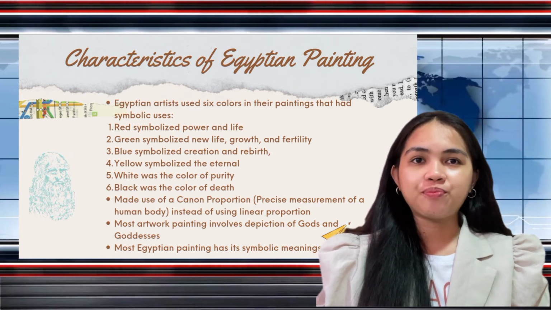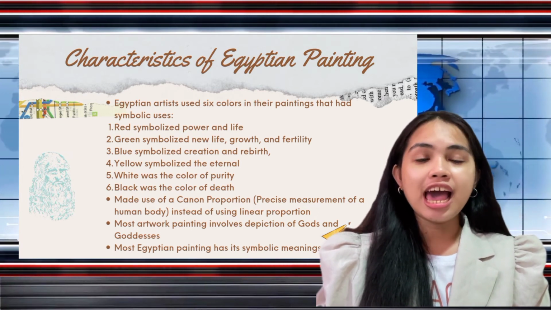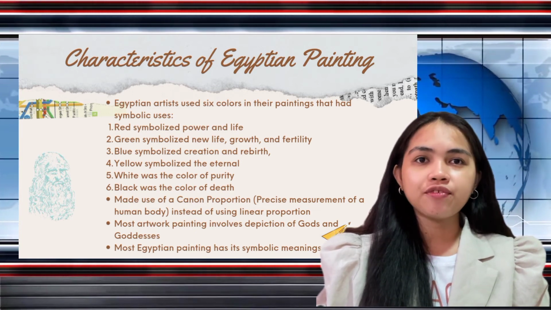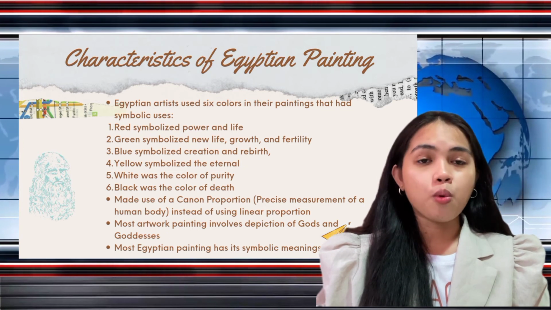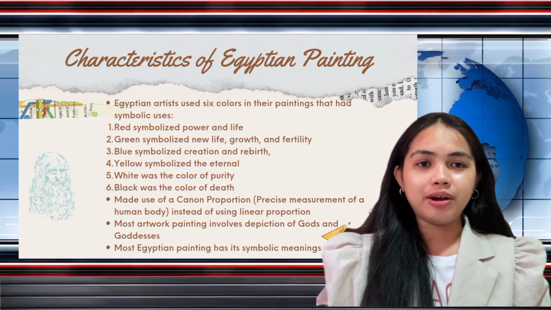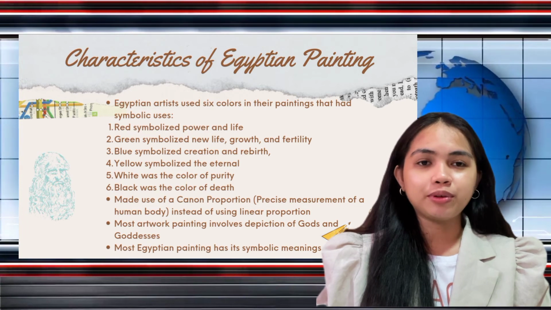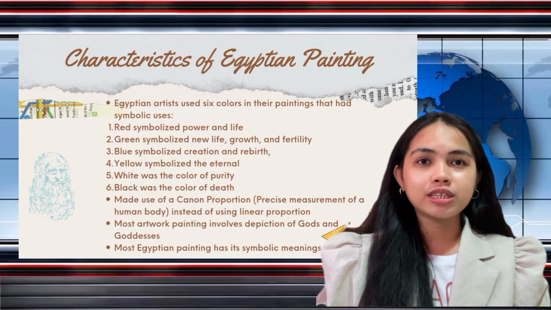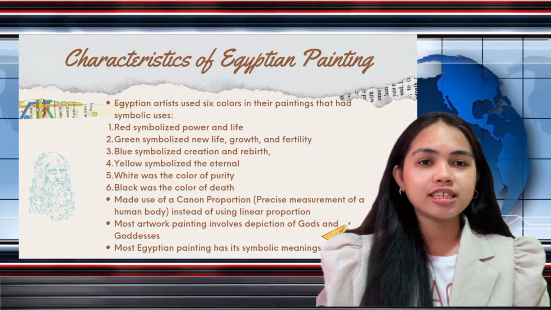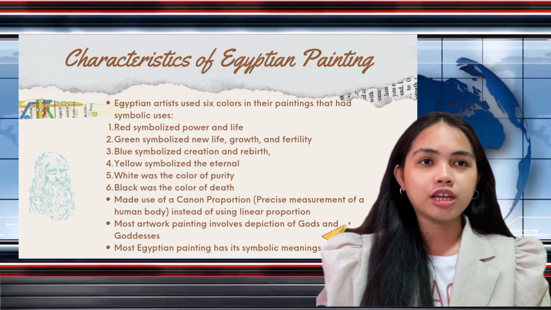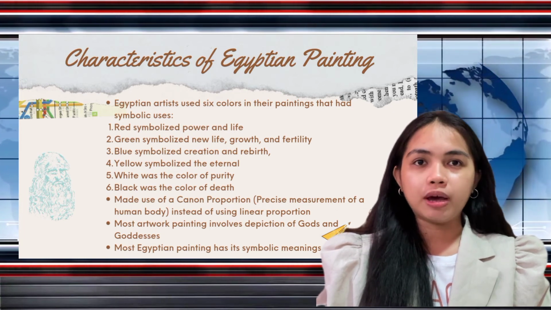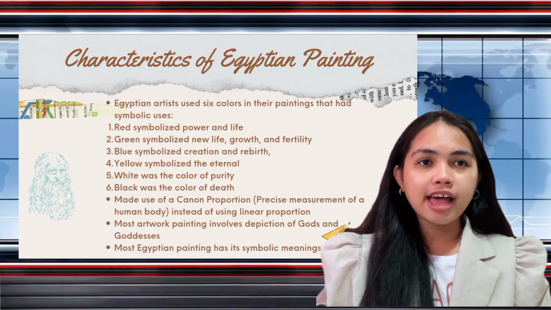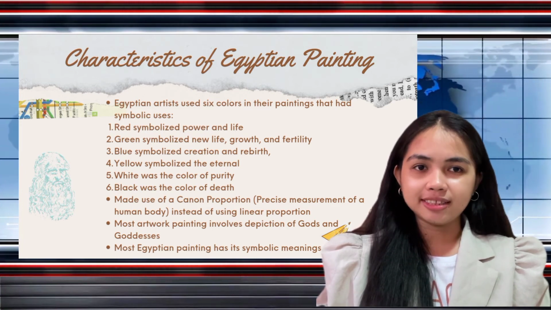Red, being the color of power, symbolized life and victory, as well as anger and fire. Green symbolized new life, growth, and fertility, while blue symbolized creation and rebirth, and yellow symbolized the eternal, such as the qualities of sun and gold. White was the color of purity, symbolizing all things sacred, and was typically used in religious objects and tools used by the priest. Lastly, black was the color of death and represented the underworld and the night.